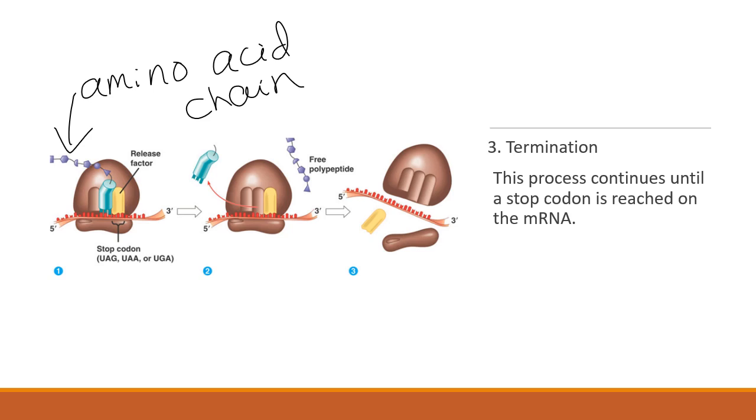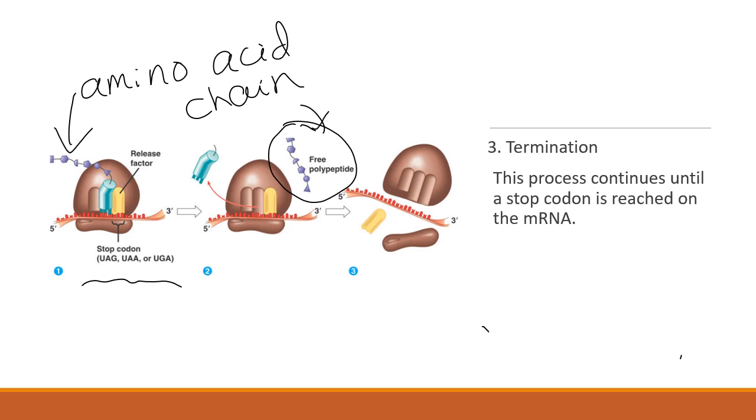This process continues until a stop codon is reached in the mRNA. So there's that start, AUG, and there's three different stops, UAG, UAA, or UGA. So when this tRNA leaves, you end up with this free polypeptide here, which is the amino acid chain. And then that is free to roam. That will eventually become your protein. Everything else lets go, and you have the end of translation.